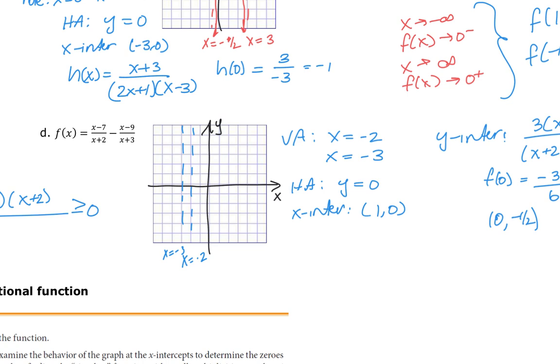I have an x-intercept at (1, 0). I have a y-intercept at (0, -1/2). I have a horizontal asymptote at y equals 0.